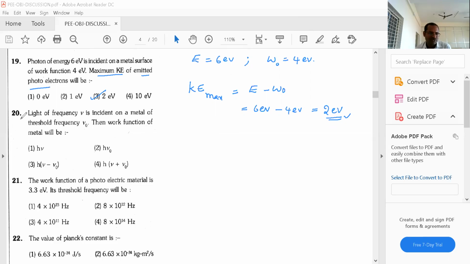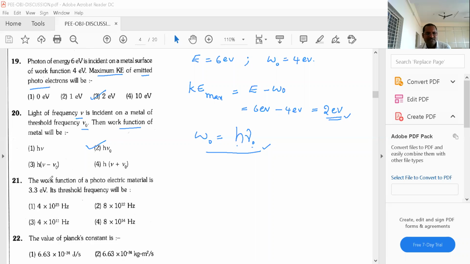Okay, next. Question number 20. Light of frequency nu is incident on a metal of threshold frequency nu naught. Then what is the work function? See, work function is nothing but h nu naught, Planck's constant into threshold frequency. This is the work function always. So option 2 is the right answer.